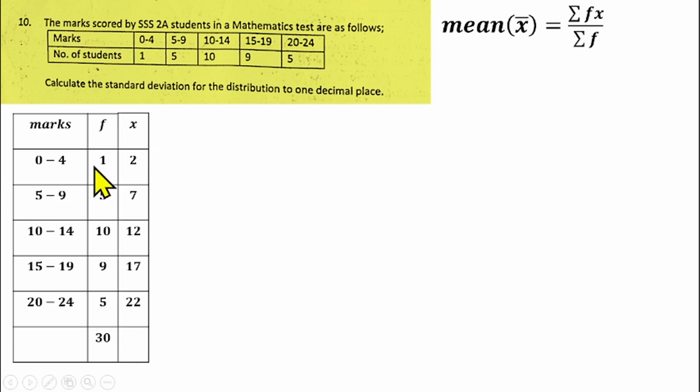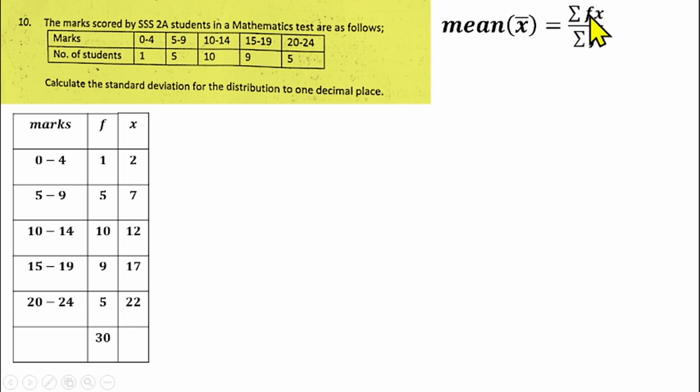x will be 2. How do we get 2? That's the average, or the mid mark. So that will be 4 plus 0, that gives us 4 divided by 2, that gives us 2. 9 plus 5, 14 divided by 2, 7. 14 plus 10, 24 divided by 2, 12. 19 plus 15, that's 34 divided by 2, 17. 24 plus 20 is 44 divided by 2, 22. So that's how we got our x.